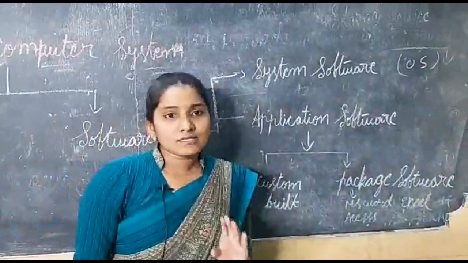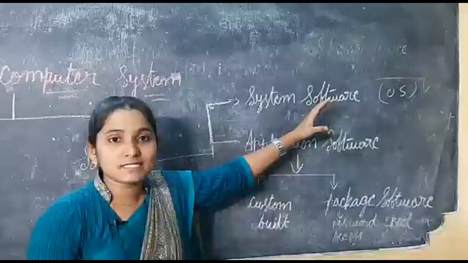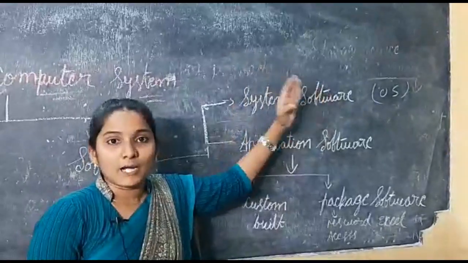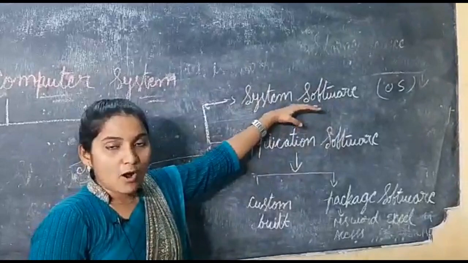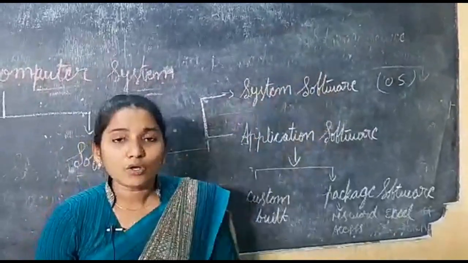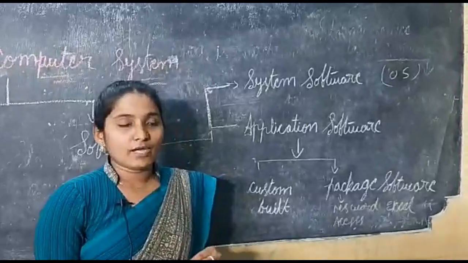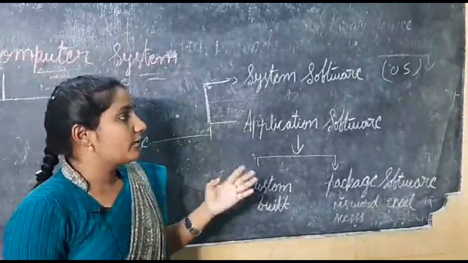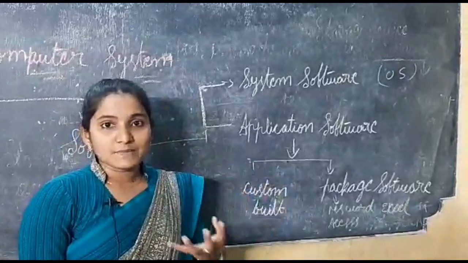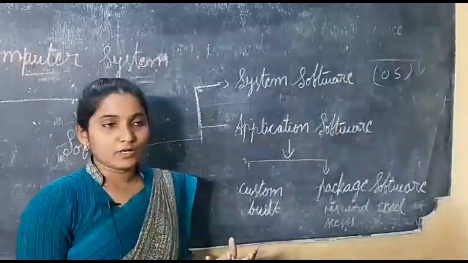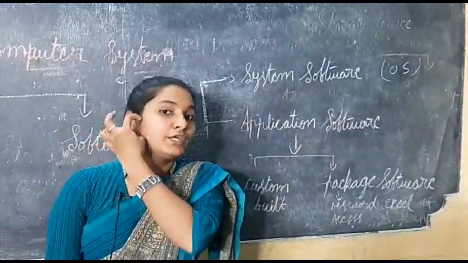It is the most important system in the computer. It controls all the parts of the computer to run the program. That is the operating system. Without an operating system, the computer is useless. For example, operating systems like Windows, Linux, Mac are types of operating system. Without an operating system, the computer is useless.